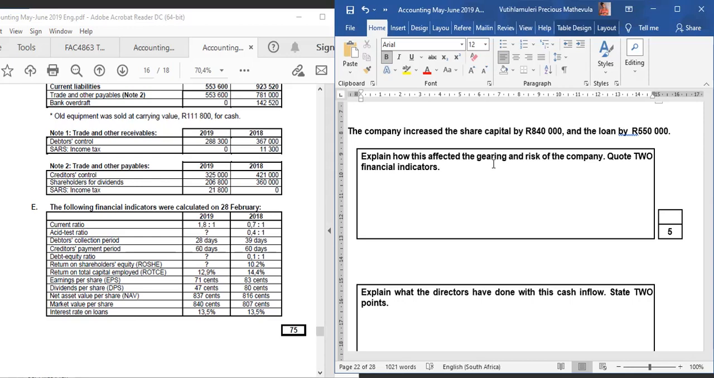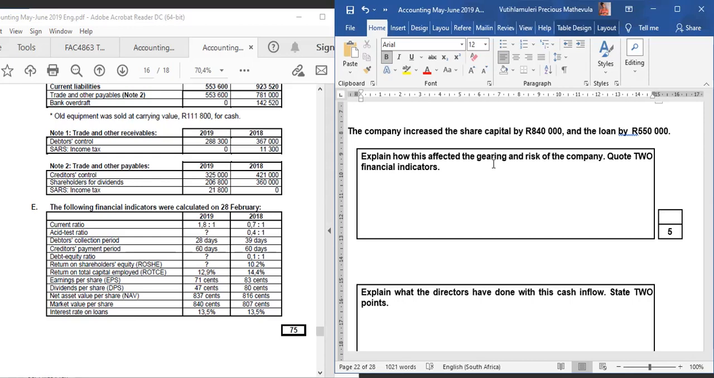And then the interest rate stayed the same. So anything that has to do with that, you have to look at it. So the company increased share capital by 840,000 and the loan by 550,000. How did it affect the gearing risk of the company? You use the debt equity ratio, you check how it is. Did it improve or what happened? Did it go higher or not?